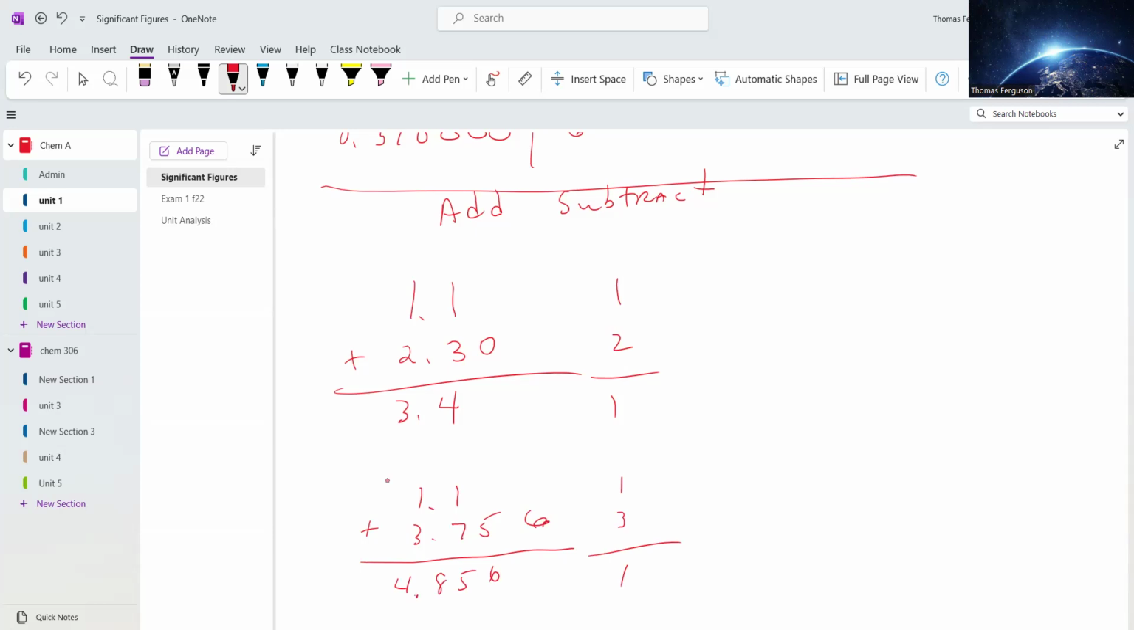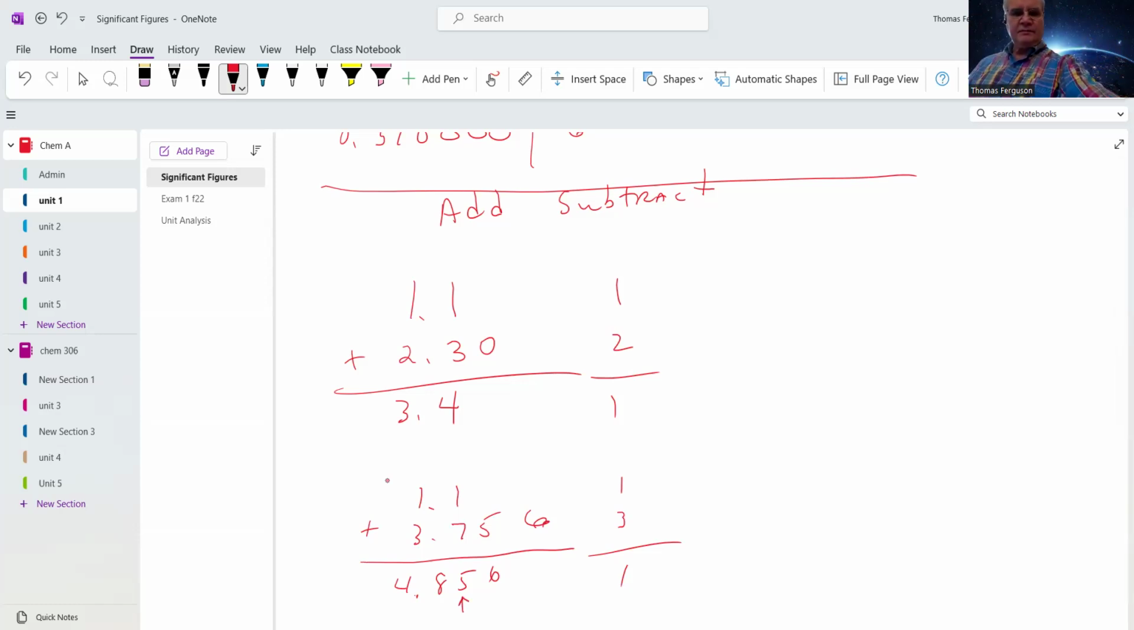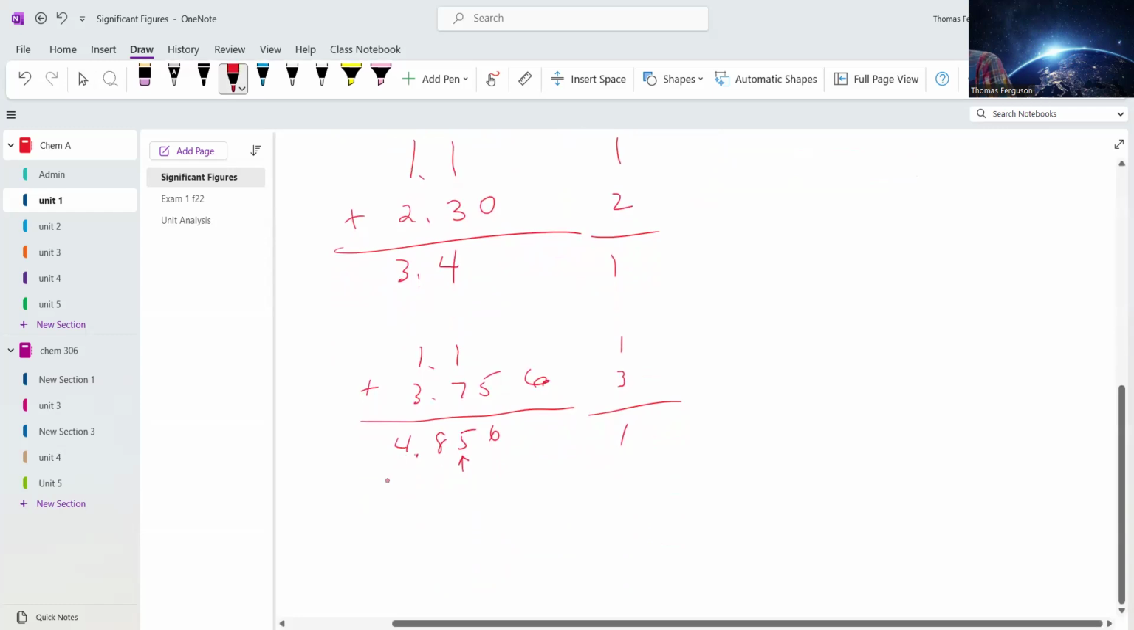So we have to now round. So whenever you round, you go to the next one over. So we need to go 1 more than 1, which is 2. So we go to the second place. And that's 5. 5 or more, we round up. So the answer to this problem is 4.9.